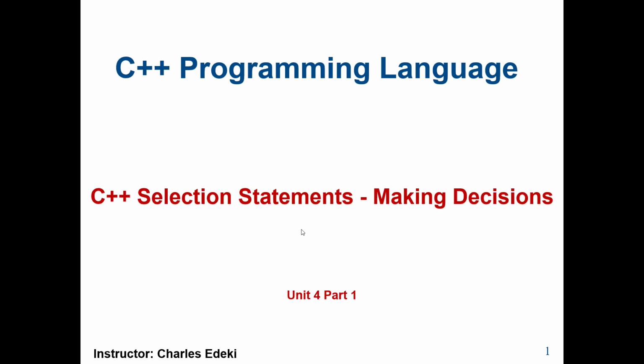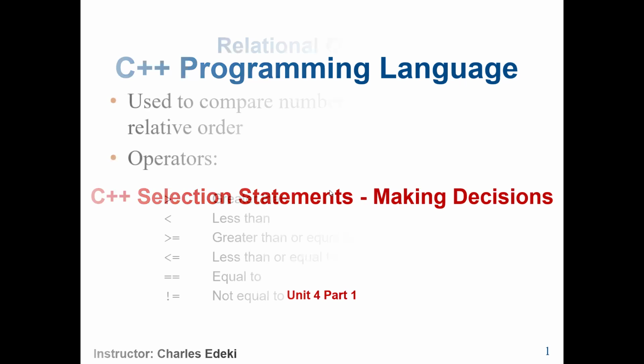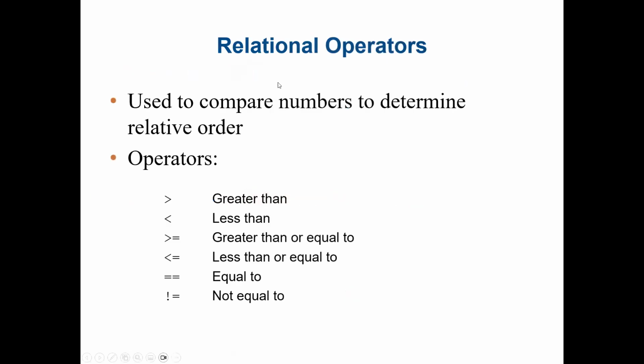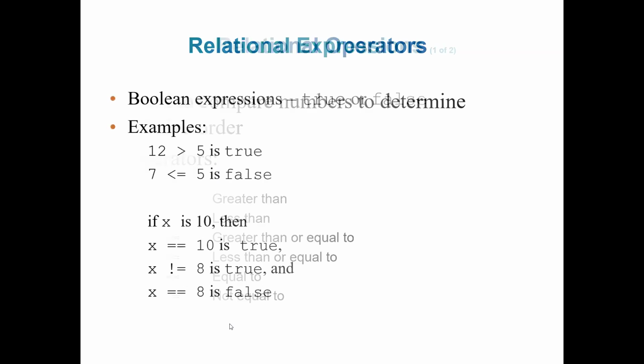This lecture covers the C++ selection statement. So we start with the relational operators. Normally, relational operators are used to construct conditional expressions. And for the condition, there are only two possible answers, either true or false. So the operators are greater than, less than, greater than or equal, less than or equal, equal, and not equal.